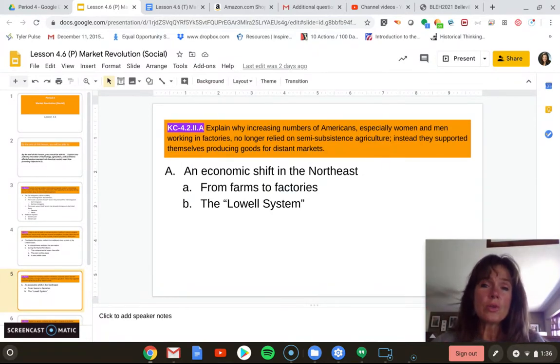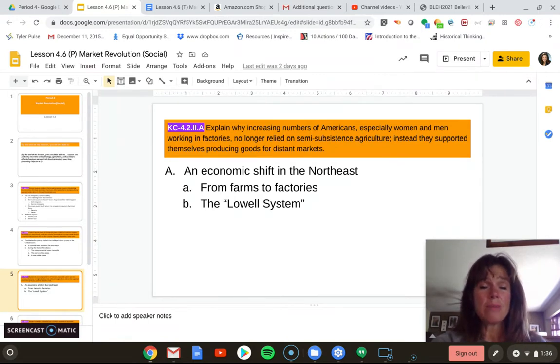So farmers who used to grow subsistence crops, remember, subsistence is only enough to survive, had to seek employment in the factories and textile mills. We call this from farm to factory: they were self-sufficient farmers and now they are working in factories. One factory in Massachusetts in particular is a great example.